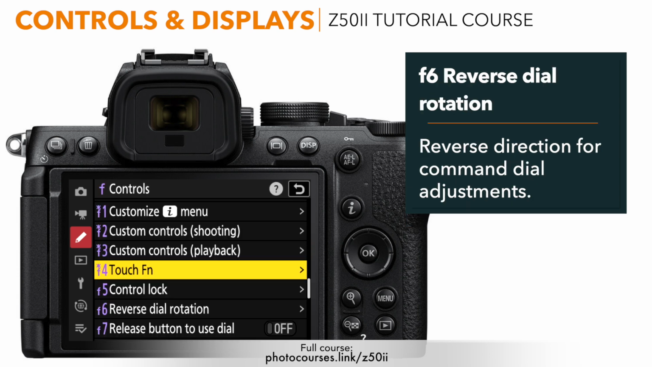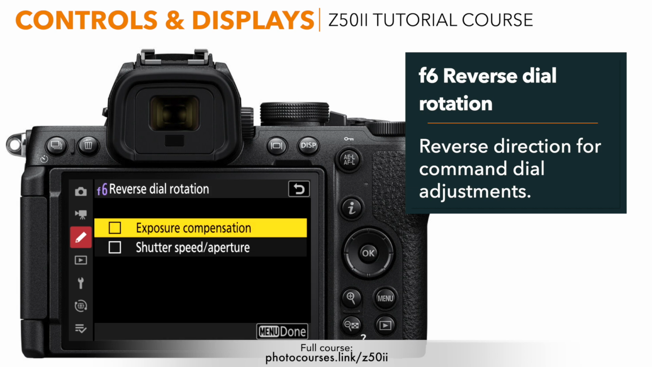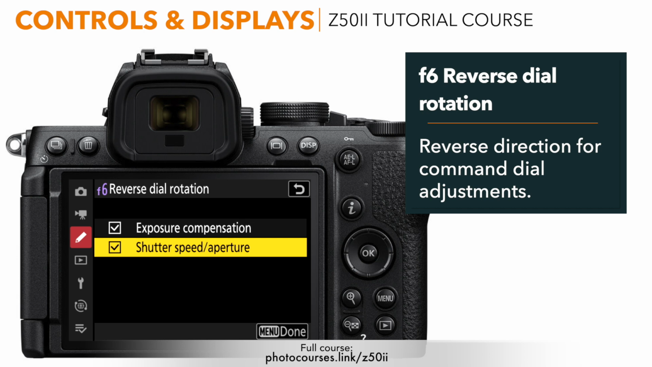Looking at some of the other custom settings, F6 reverse dial rotation. If you have this on, that will reverse the command dial directions when using the command dials for exposure compensation and/or shutter speed and aperture.